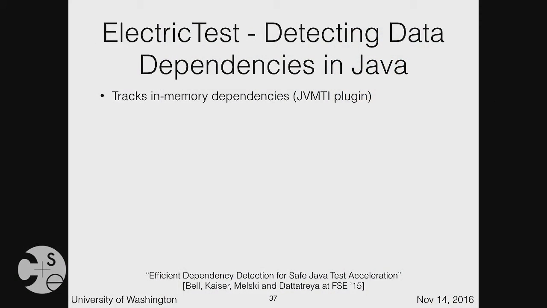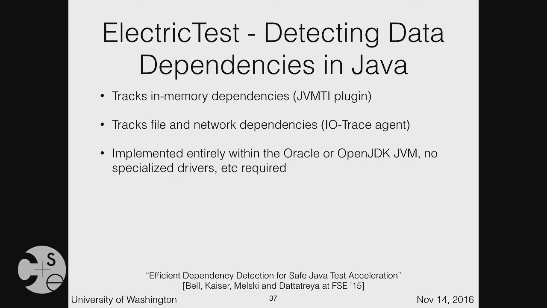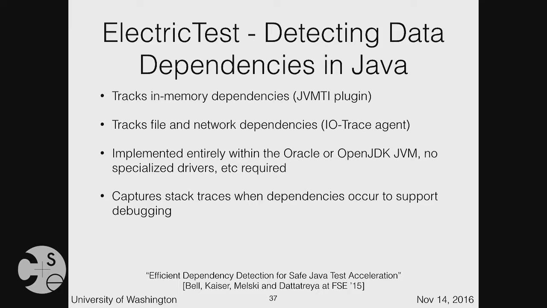So we built this tool, ElectricTest, that detects data dependencies in Java. It tracks the in-memory dependencies within the process using a JVMTI (Java Tooling Interface) plugin. And it uses an IO trace agent to track file and network dependencies as well. It's implemented entirely within the off-the-shelf Oracle or OpenJDK JVM, built against the bytecode spec and the JVMTI spec. So there's nothing specialized required.